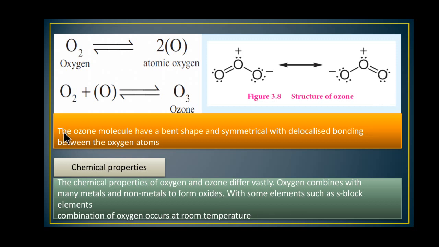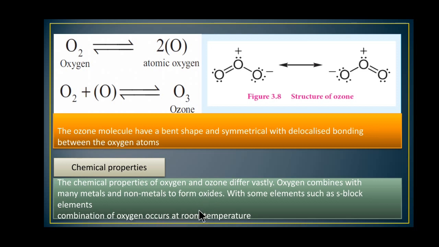So next, the ozone molecule has a bent shape. Is it clear? The bent shape and symmetrical, with a delocalized double bond between the oxygen atoms. Is it clear? And the chemical properties of oxygen and ozone differ vastly. Oxygen combines with many metals and non-metals to form oxides, with some elements such as s-block elements. So this is a notable one. The combination of oxygen occurs at room temperature.